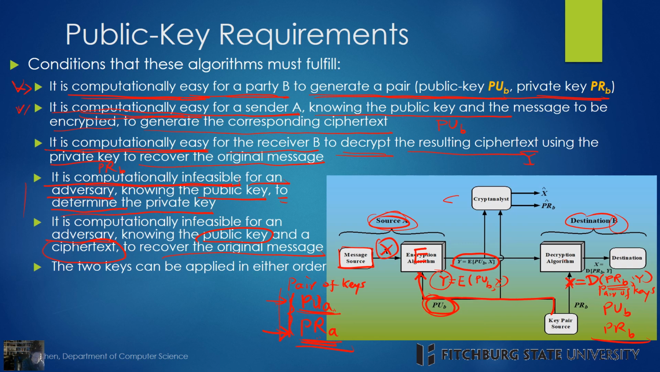Okay. So if we meet all these requirements, there's one more. The two keys can be applied in either order, which means once you create a pair of keys, you can make one public and the other one private, or vice versa. Either way works. So that's the requirements. If some of the requirements are violated, then the public key encryption algorithms are no longer safe.